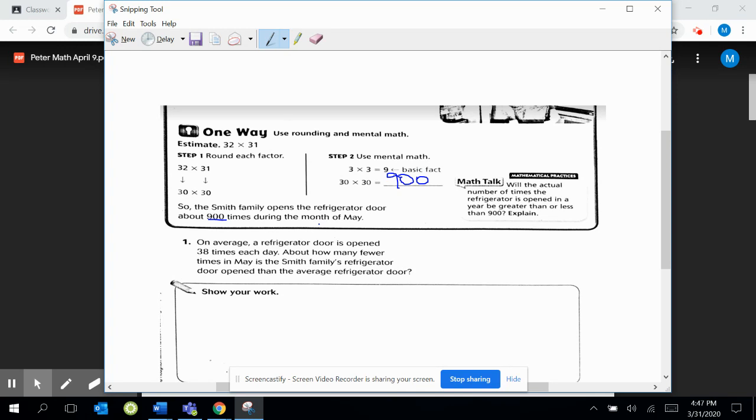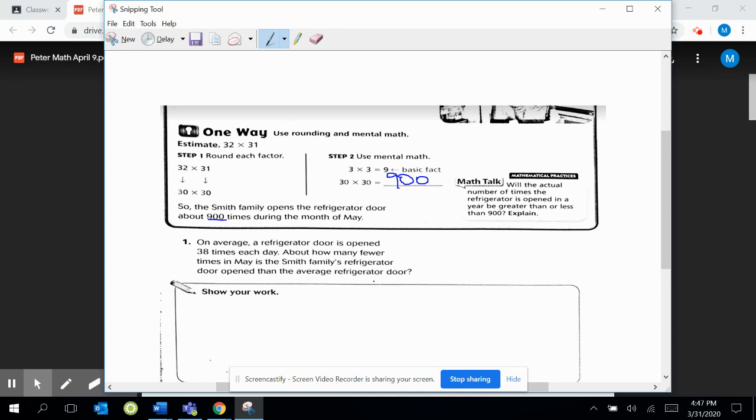And the reason that we could estimate that, we are estimating on this page. Estimating means to find about the right number. And so this is the next problem. On average, a refrigerator door is opened 38 times each day. How many fewer times in May is the family's refrigerator door opened than the average refrigerator door?